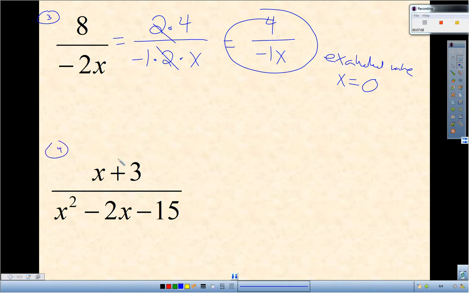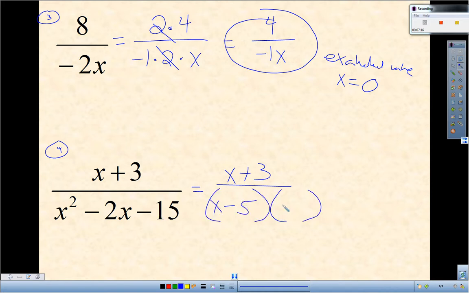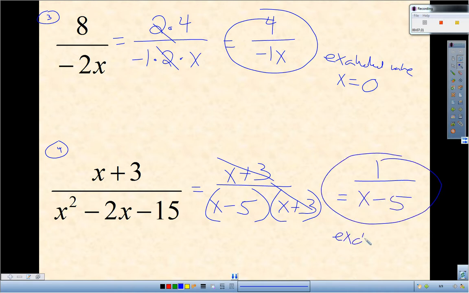For the next example, I'm going to leave the x plus 3 alone. I can't factor that any further, but I can factor this trinomial, and I'm going to use x minus 5 and x plus 3. The reason is because negative 5 times 3 is negative 15, and negative 5 plus 3 is negative 2. I can cross out my common factors, leaves me a 1 in the numerator and x minus 5 in the denominator. I do have an excluded value here. My excluded value would be positive 5. Alright, let's keep on going.